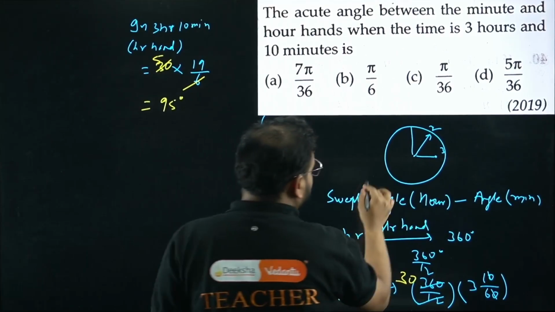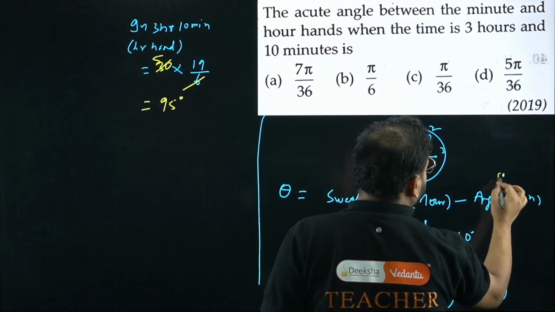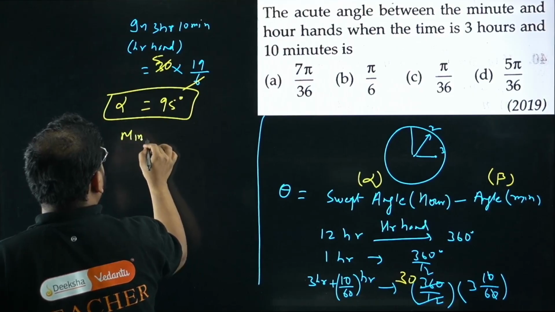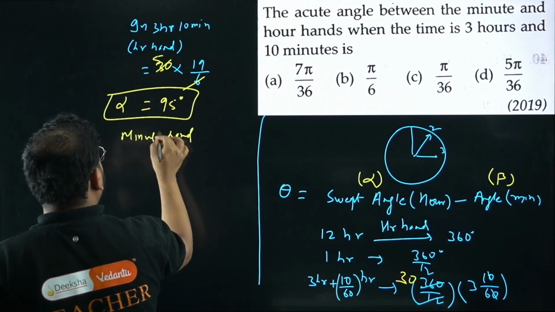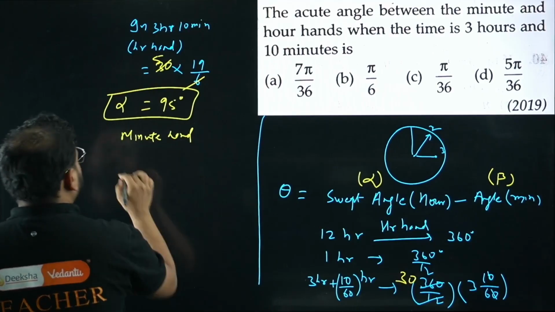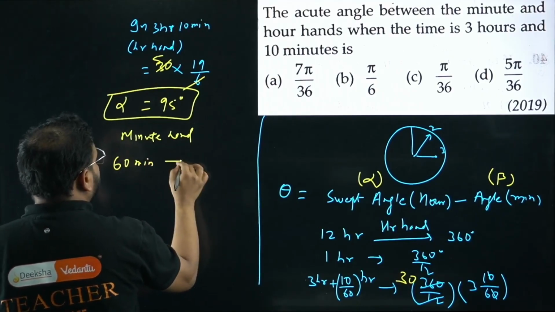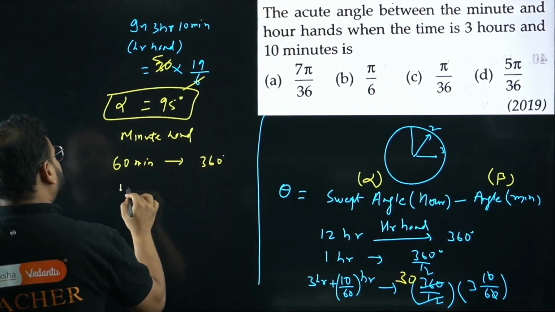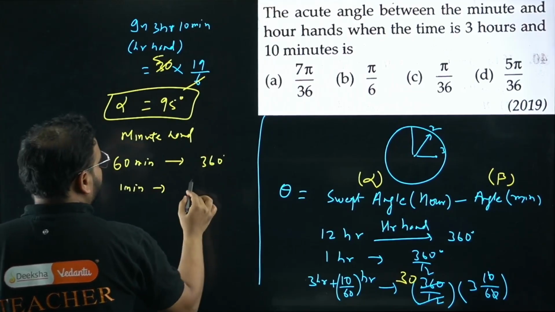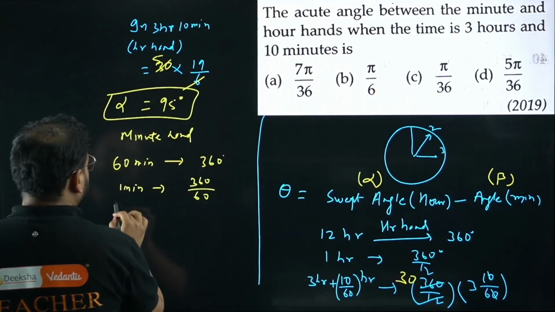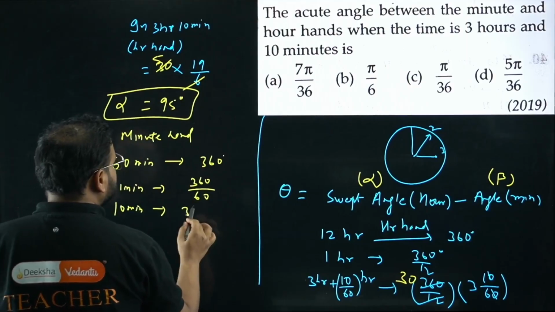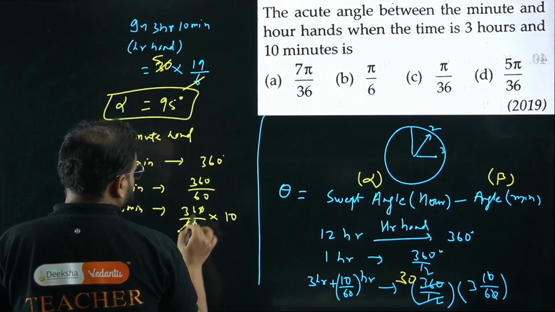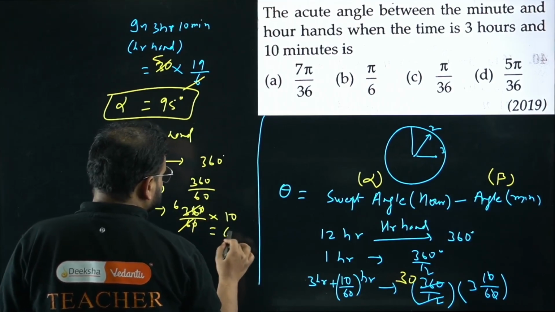Let's call this angle alpha, and the other angle beta. This is our angle alpha by the hour hand. Now let's look at the minute hand. The minute hand is very simple, don't worry. In 60 minutes it takes exactly 360 degrees. In 1 minute, you'll have 360 by 60. So in 10 minutes, the minute hand will go 360 by 60 into 10. Cancel: 6 times 6 is 36. The answer will be 60 degrees.